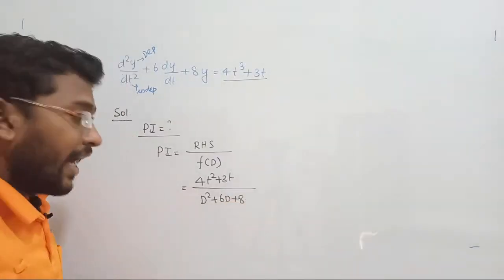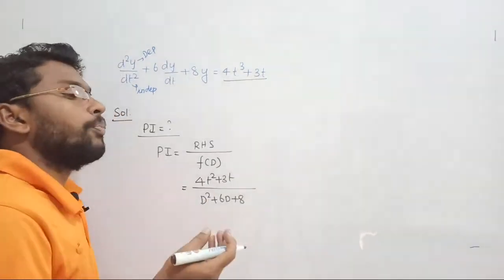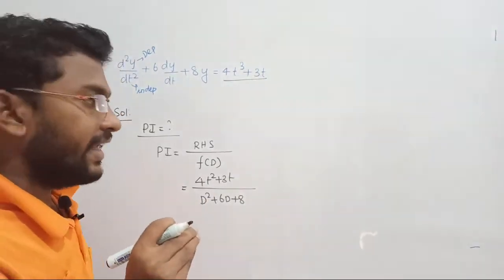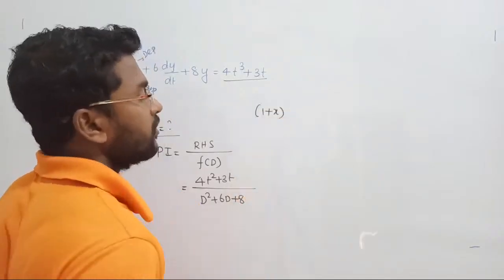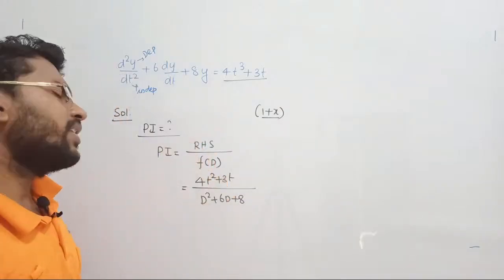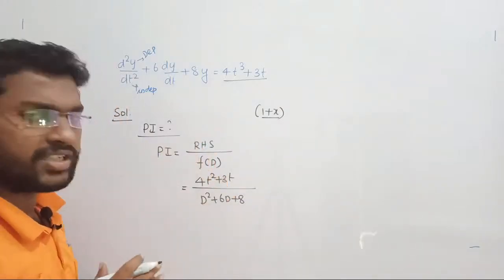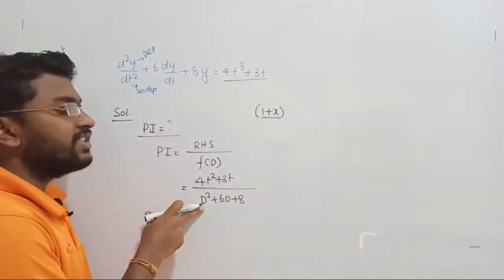What happened here? I don't have any terms in... what do I need here? See, if the numerator has a polynomial equation, then the term in the denominator has to be in the form of 1 plus x. First, it has to come in this format. Is it there? No. So what can we do? Do something. It's your wish, you can do whatever you like, the answer will come correctly. Now what I do is, let me take D squared outside.